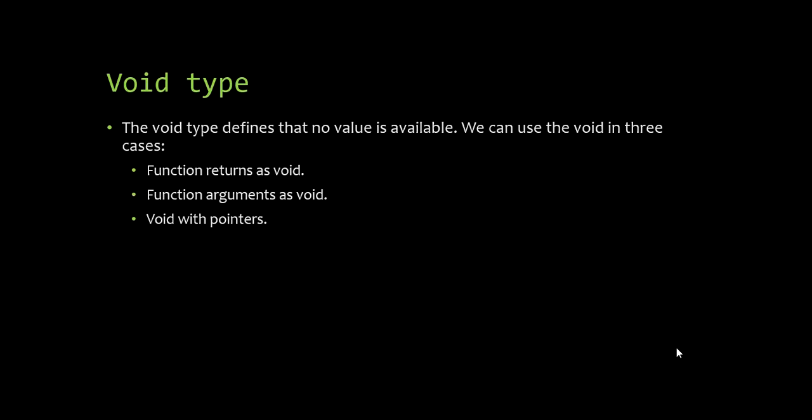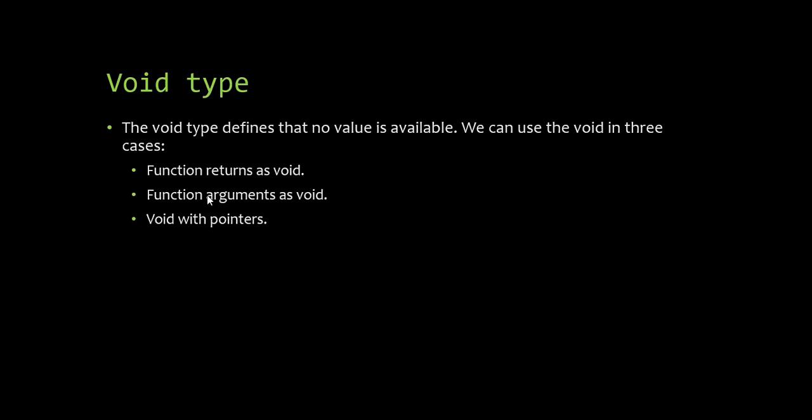Now the most juggling data type in C or in any other language is void. The void type defines that no value is available. It simply declares that the variable being assigned the void type is assigned an empty type. And we can use void in several cases, like to define a function that returns nothing. If the function is returning nothing, then it is returning void. Its return type is defined as void.